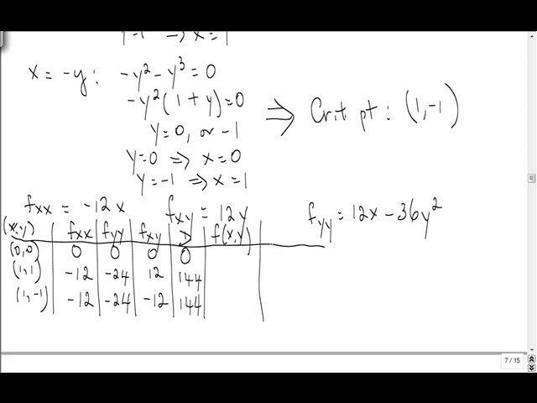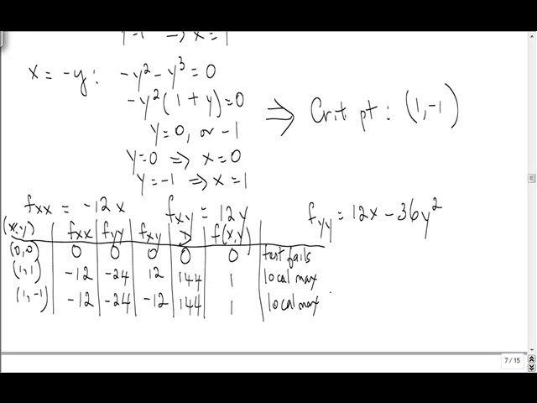D is 0, so that is what? When D is 0, what did I say? Inconclusive. Test fails. So we need to use another test. D is positive and fxx is negative, so both of these are local maximum. Let's find f of xy there. Put 0, 0, that's a 0. Put 1, 1, that is 6 minus 2 minus 3. That's a 1 and that's a 1. Now the test fails. So that is where we need to go.